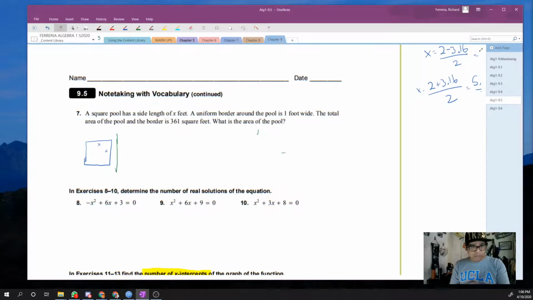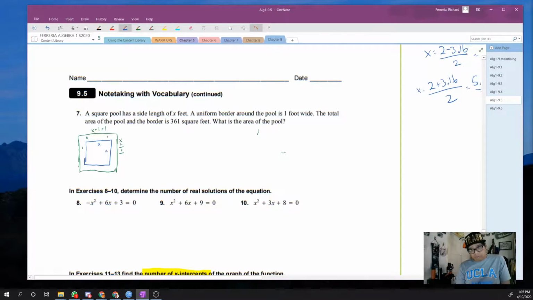The border, which I'm going to pretend is concrete because that's the way my pool looked when I was a kid. The concrete border around the pool is, well, notice that it's 1 foot on every side. So this part right here, let me draw for you. This part right here, that's 1 foot, and this is 1 foot. So this entire length here is 1 plus x plus 1. So that is x plus 2.